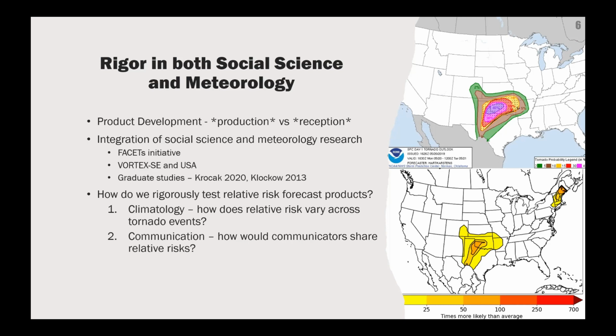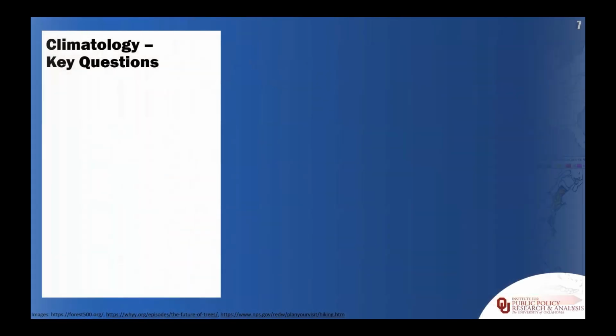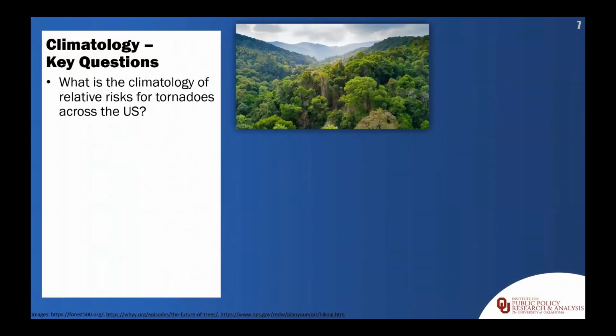Second, we need to look at how this product might be communicated. And right now, the number one communicators remain TV meteorologists, both on TV and social media. This is how weather service products are most often reaching members of the public. So how are these intermediaries going to repackage that information? And then third, comprehension. How does the public interpret this information? How does it change their perceptions of how concerned they'd be or how likely to respond they might be given a severe weather forecast that includes relative risk? So without further ado, let's get started on that climatology.